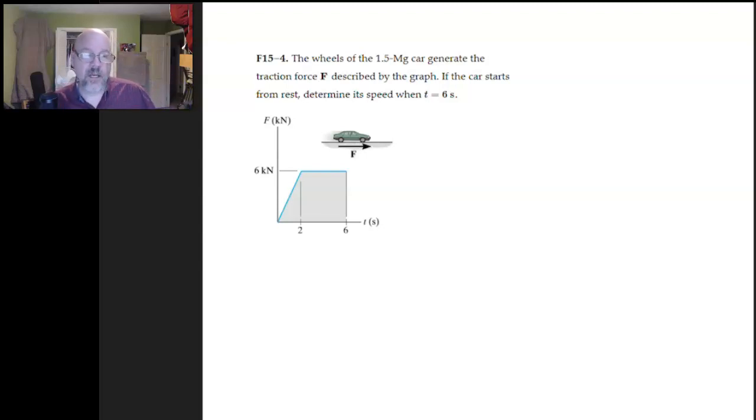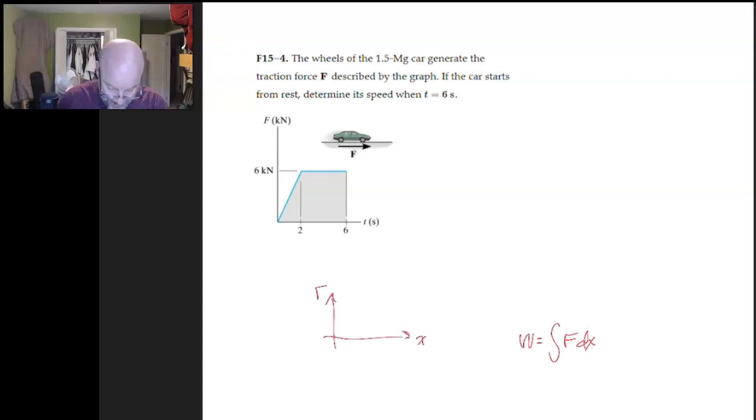Okay, so we're getting into our next conservation law, which is going to be momentum. And on the way to momentum, we've got to stop off and talk about impulse. Now, when we talk about work, we know that work, how we've explained it, is the integral of F dx. So if we've got some kind of force that's a function of distance, we can look at the area underneath here, and that's going to tell us what the work value is.